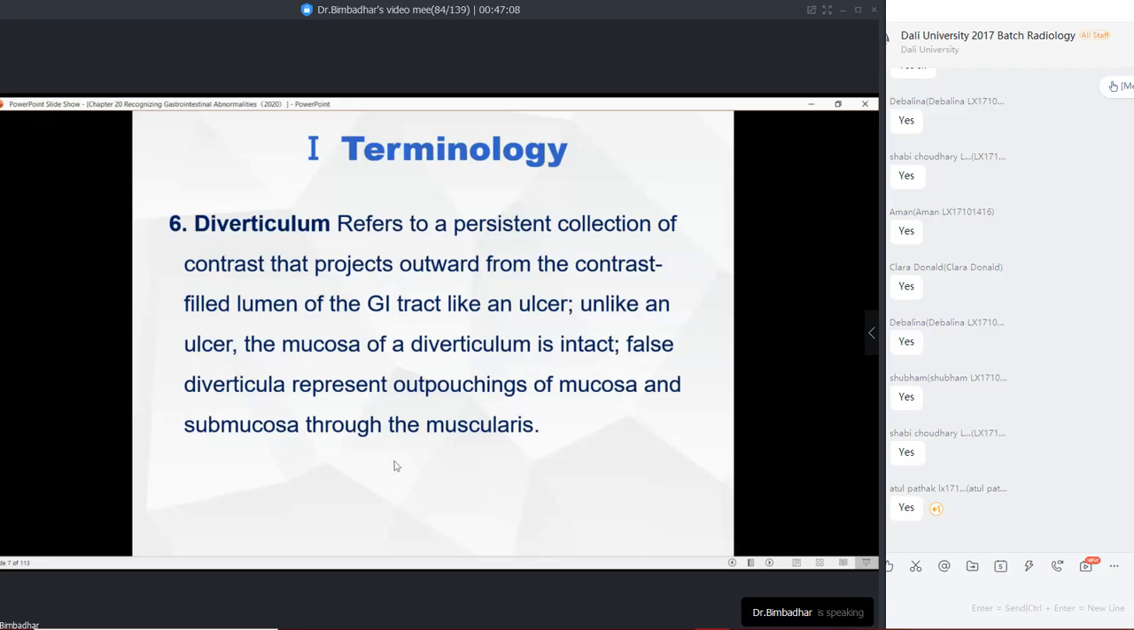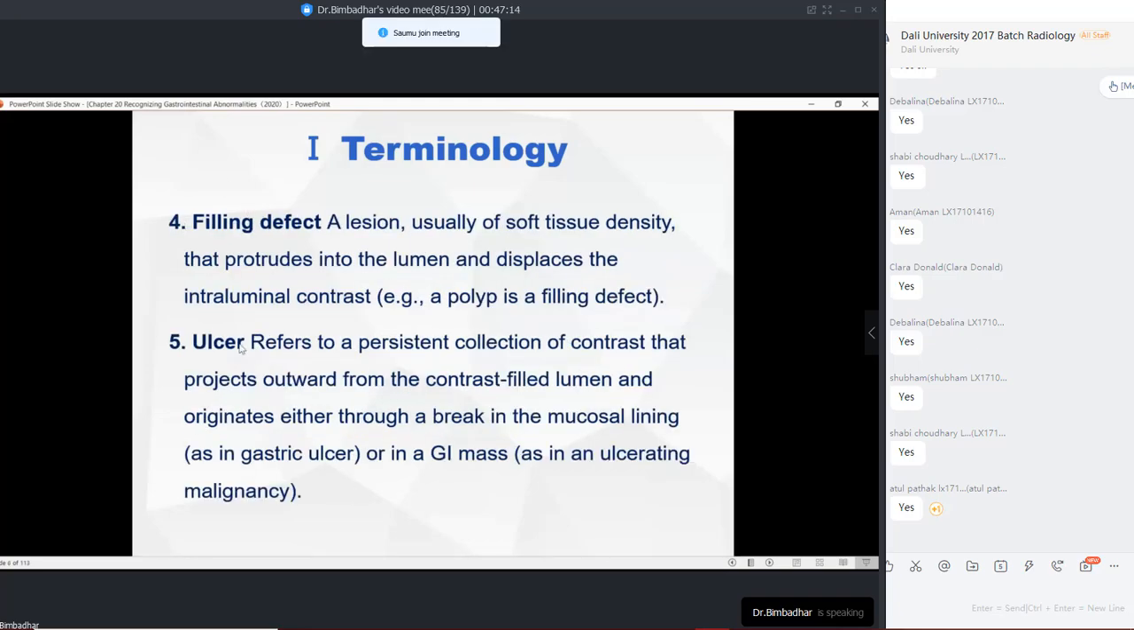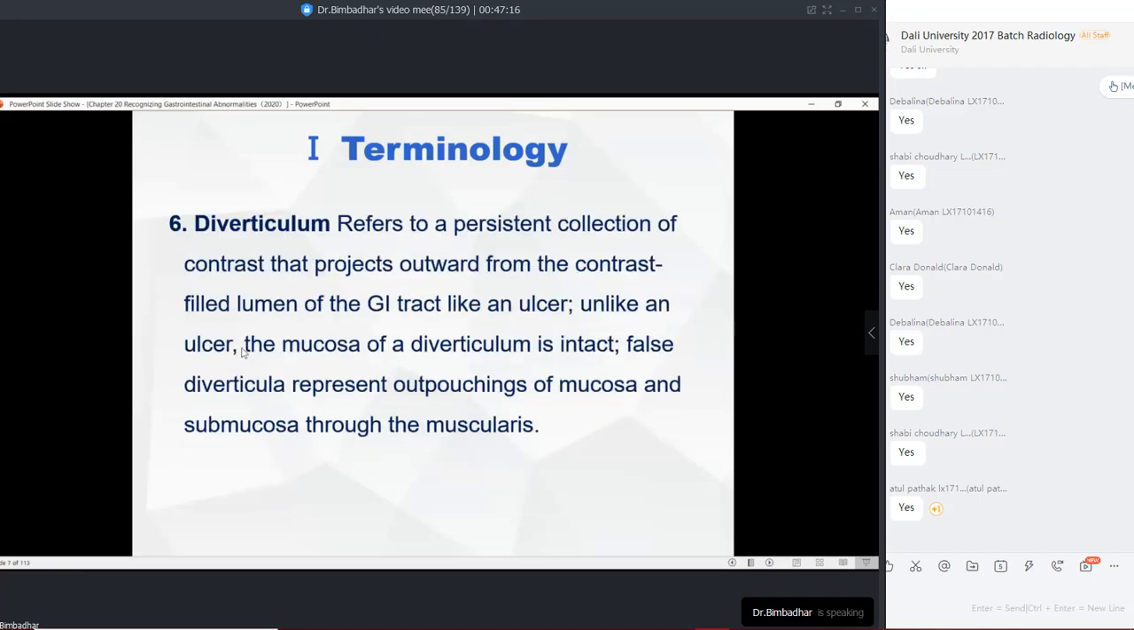We will talk about this slowly, but just try to understand that we have three conditions: filling defect, ulcers, and diverticulum. Remember these definitions, they are very important. They can be asked as an MCQ or a fill in the blank or an image or just about the different basic patterns of fluoroscopy.